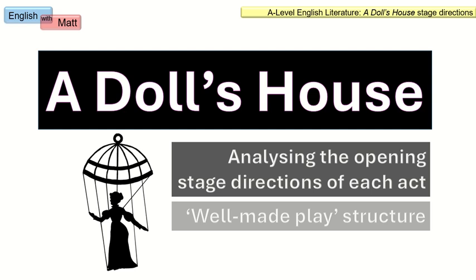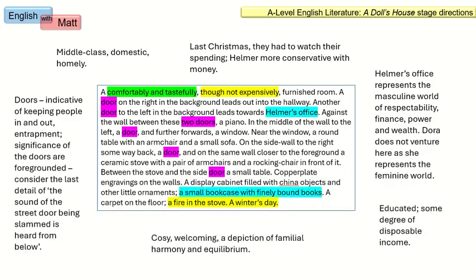So jumping straight into Act 1. Act 1, as you might expect, because it's the beginning of the text, has the longest stage directions because it's the first thing that we read. So it's important for a writer to introduce and contextualize what it is that an audience is seeing, or if you have the text, reading. I've highlighted here some of the significant factors that I would want to zoom in to talk about.